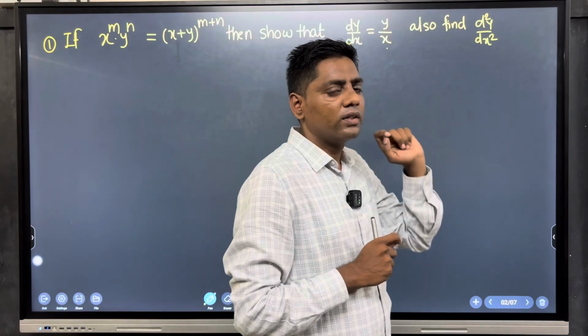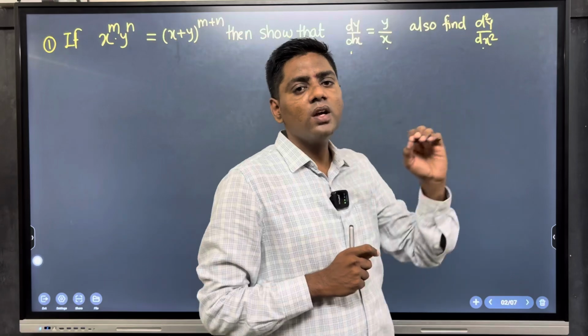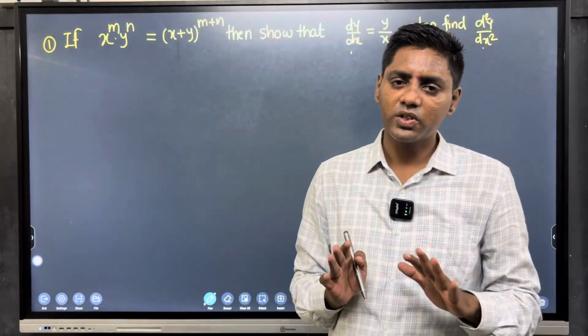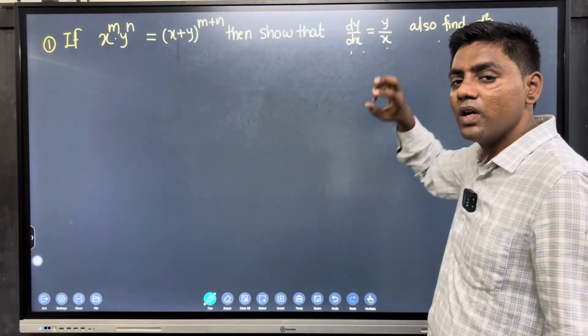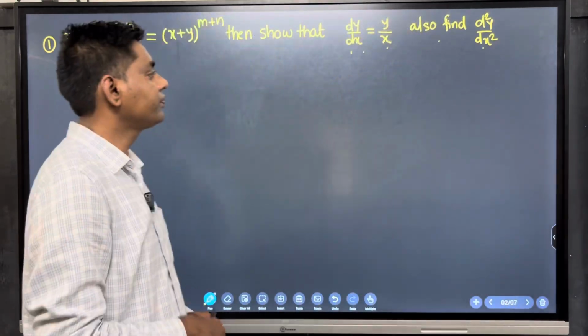And also we have to find the second order derivative. This is the first order derivative, and next one is the second order derivative. Remember that in the state board examination, either they ask for dy by dx or they ask for the second order derivative, but we complete both. Okay, so let's start.